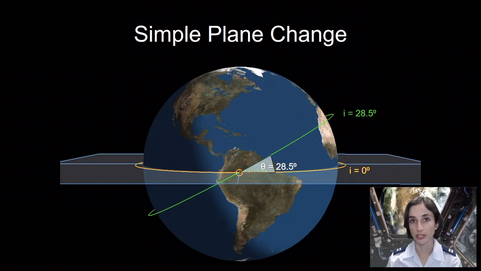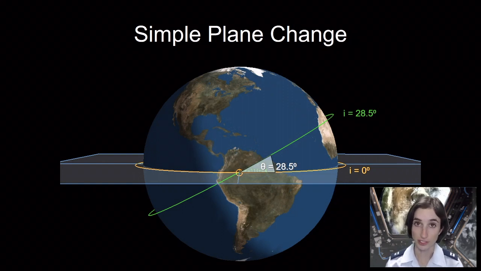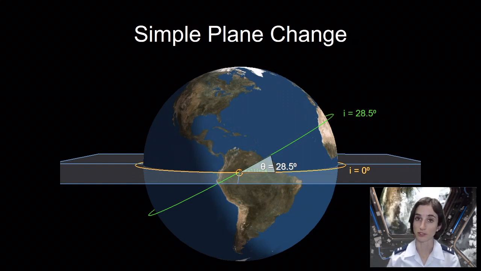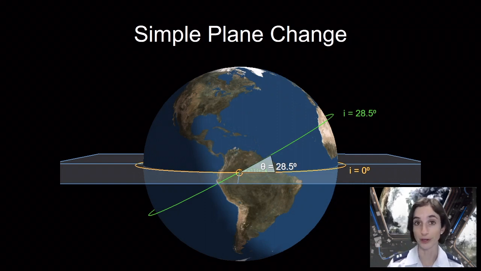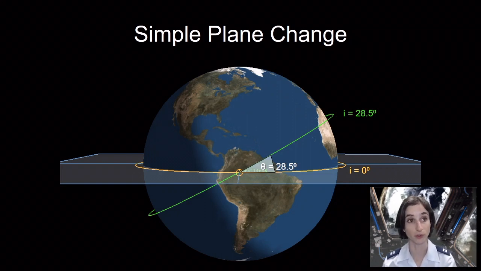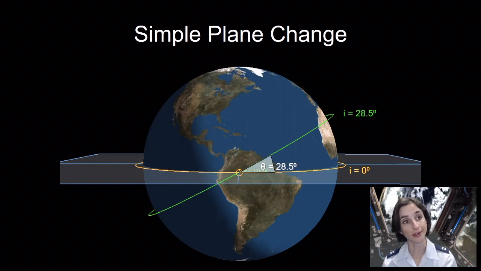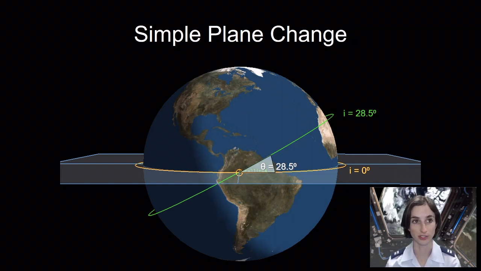Let's calculate how much delta V, or fuel, we need to do this simple plane change. First of all, we need to know the difference between these two orbits, and that difference in angle space is this angle theta. For example, if the green orbit, our initial orbit, is inclination of 28.5 degrees, and our final orbit is at an inclination of 0 degrees, then theta is 28.5 degrees.